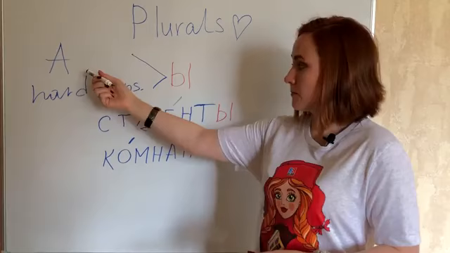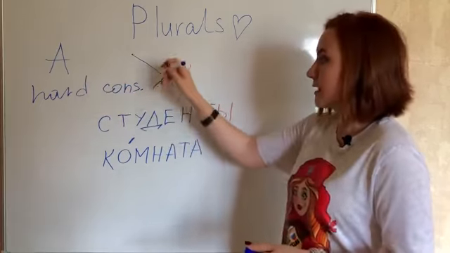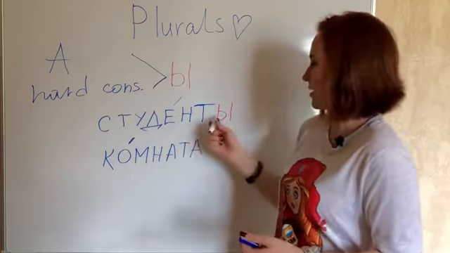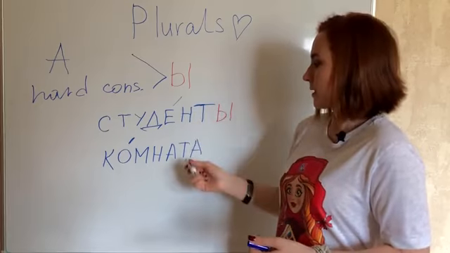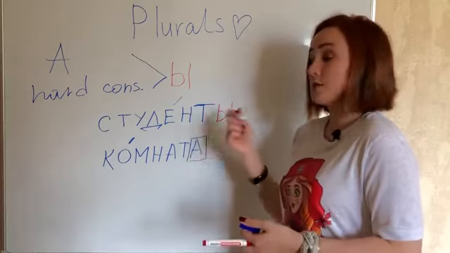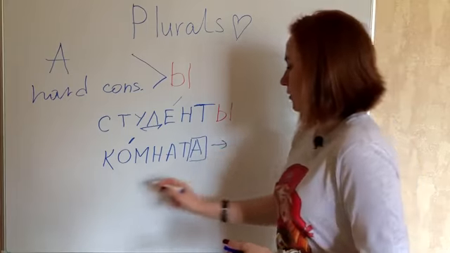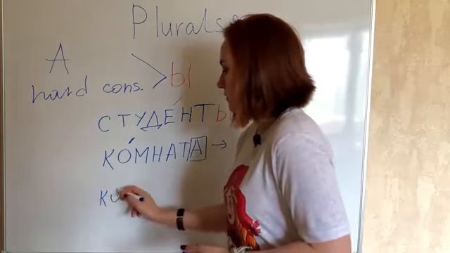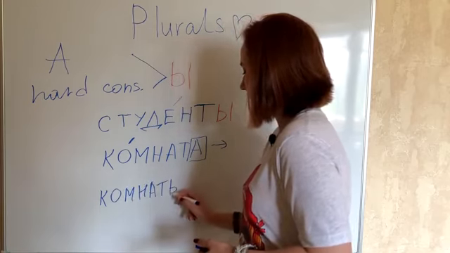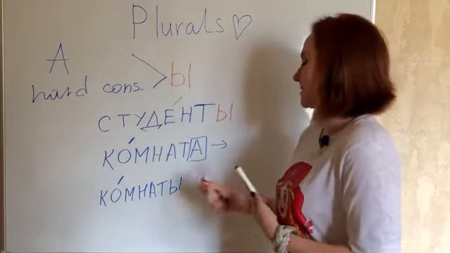What do we do? Here, we didn't have any ending, right? So we just added something. So we added Ы. Here, we have the ending A, right? So we replace it with Ы. And the word комната turns to the word комнаты. Комнаты. Right?